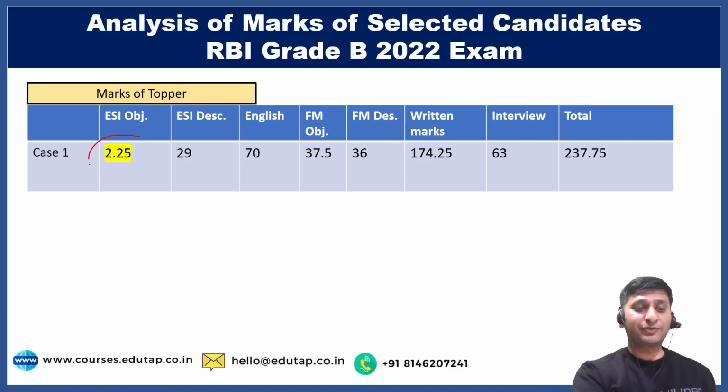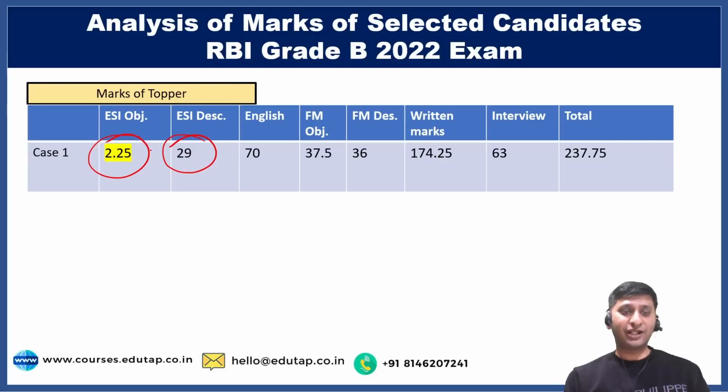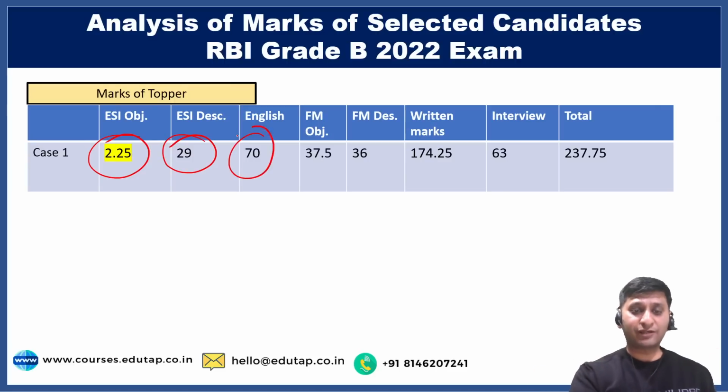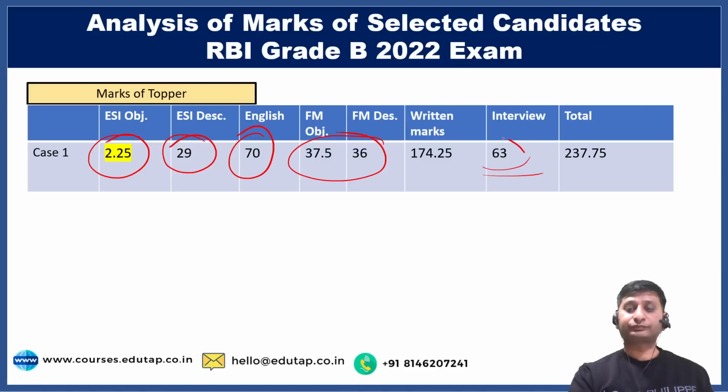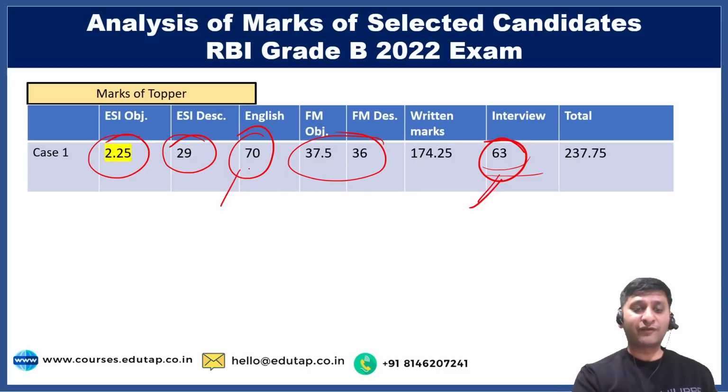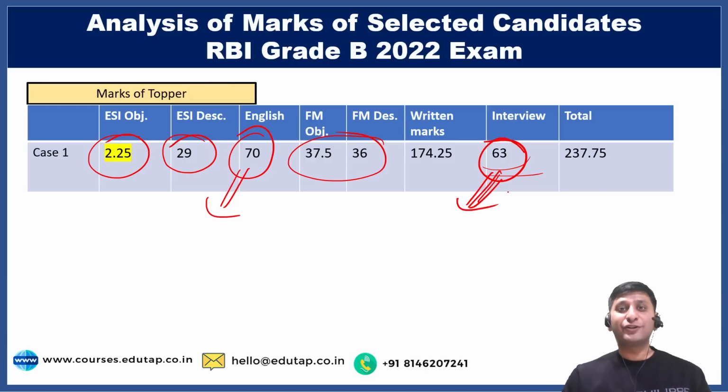सो ये इनके मार्क्स हैं. ESI ऑब्जेक्टिव में दिस पर्सन हैज गॉट 2.25, बट इन ESI डिस्क्रिप्टिव थोड़े ठीक ले लिए 29, स्टिल नॉट गुड. बट भाई इसने जो फोड़ा है इंग्लिश में 70 मार्क्स, और यहां पे भी आप देखेंगे इन द हायर 70s, और इंटरव्यू में भी 63. तो these two areas na, interview and descriptive English, we generally ignore, but this can be a savior to you, especially if you are not good at current affairs.